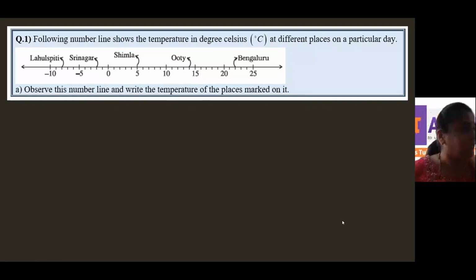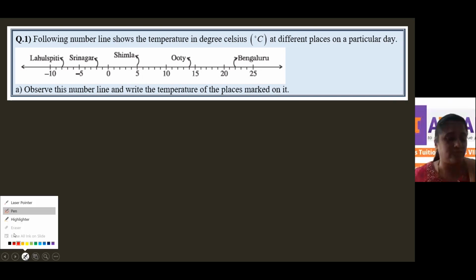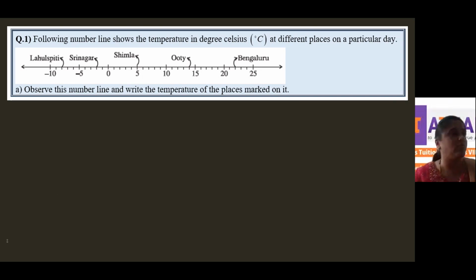Good evening, boys. We're continuing with integers. This is from NCERT, exercise 1.1. Look at this question. You're not writing anything today, just listen to me.